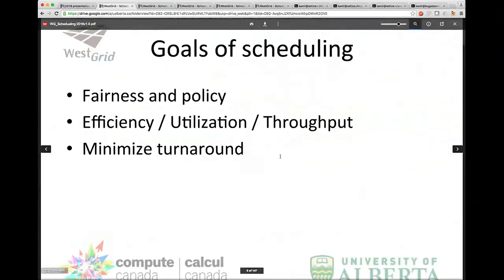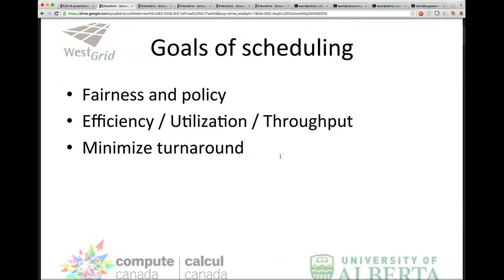Okay, so let's go beyond this. So what are the goals of scheduling? Well, there's basically three goals. The first one is that we want to fairly give the resources to the users according to our policy. So this may not mean that we give everybody equal access. A large group may have more resources than a smaller group.